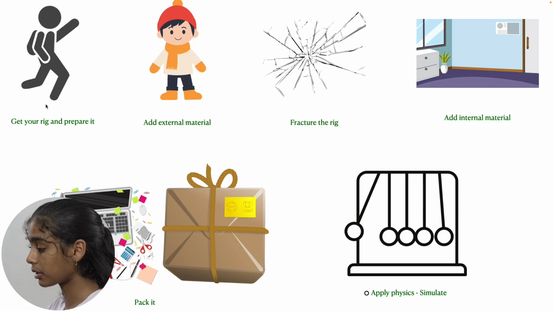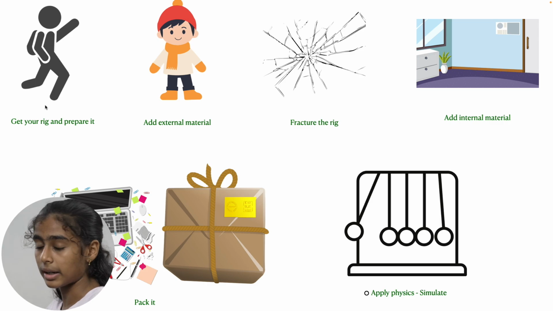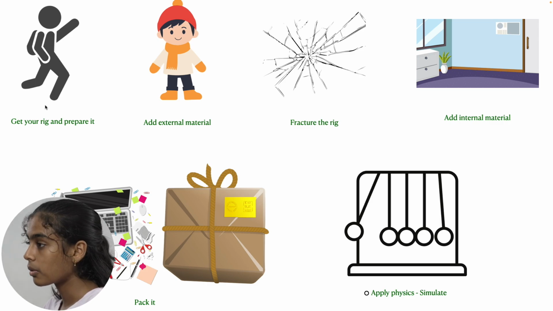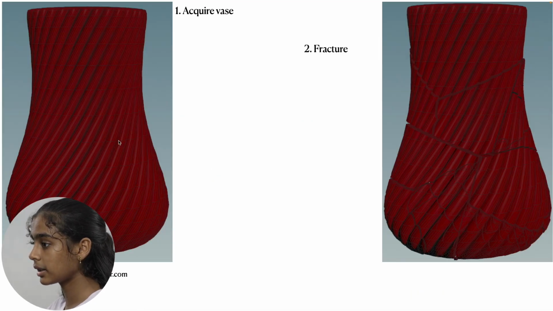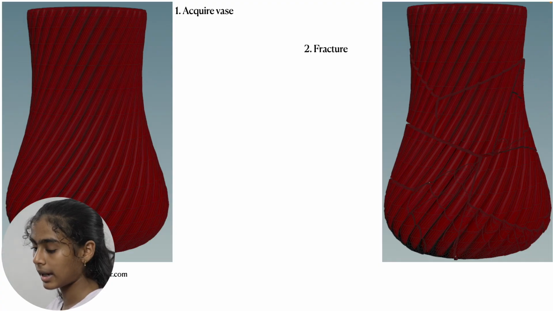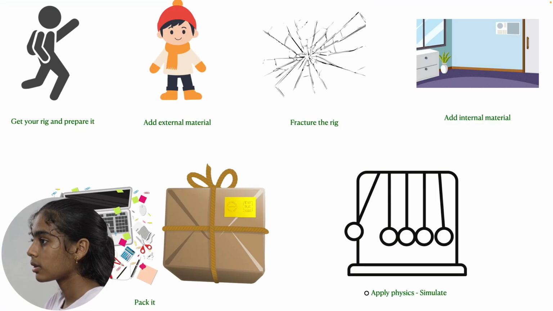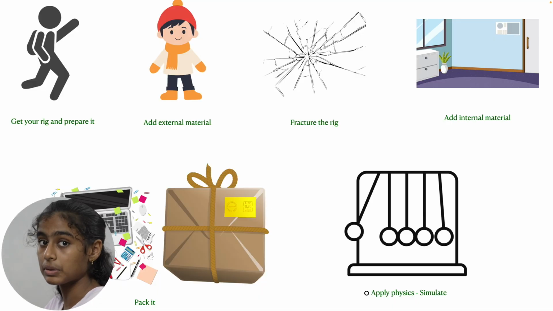First, we're going to have our rig and then we're going to prepare it, like resizing it and whatnot. And once we have our rig, we're going to add the external material. As you can see here, I've given a red material. The one in the link has a different color, but of course you can use either the same one given in the link or you can use your own material like I am. So now if we add our external material, what's left is we fracture the rig.